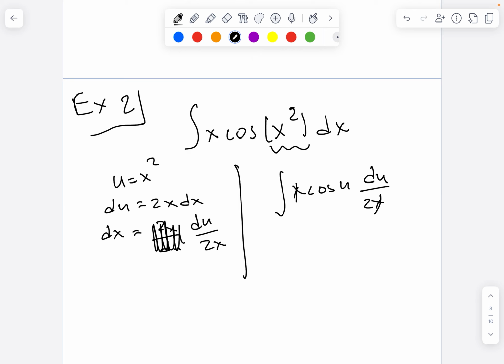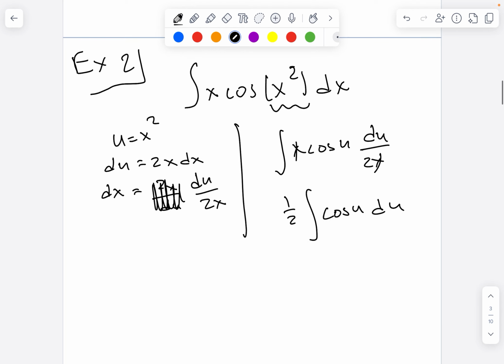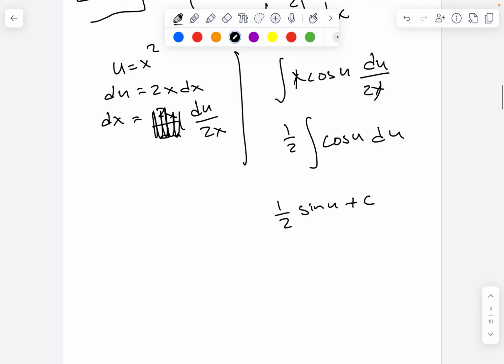I'm going to take this 1/2 and put it out in front because constants can go in front of or outside of the integral. So all this will leave us is cosine u du. And then we know from our rules that the integral of cosine is just sine. So this will be 1/2 sine u plus c. Putting our u back in, we get 1/2 sine of x squared plus c.